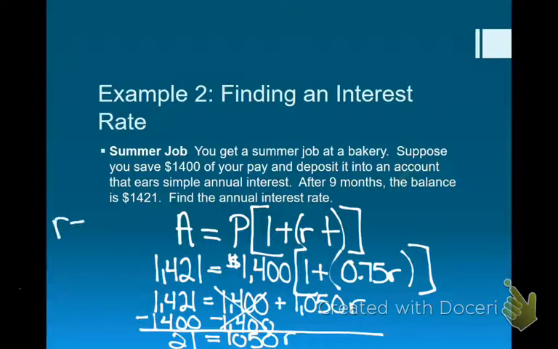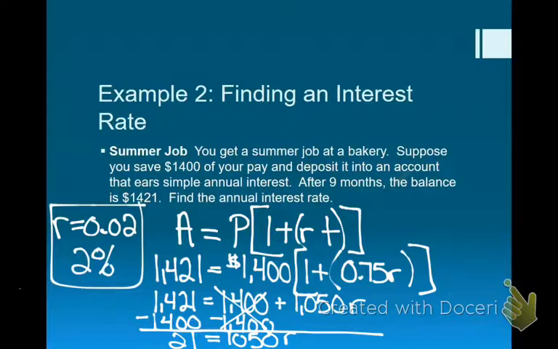And what do I get? How'd you get 1050? I multiplied 1400 times 0.75. I distributed. I get 0.02, but is that expressed as a rate? 2%.